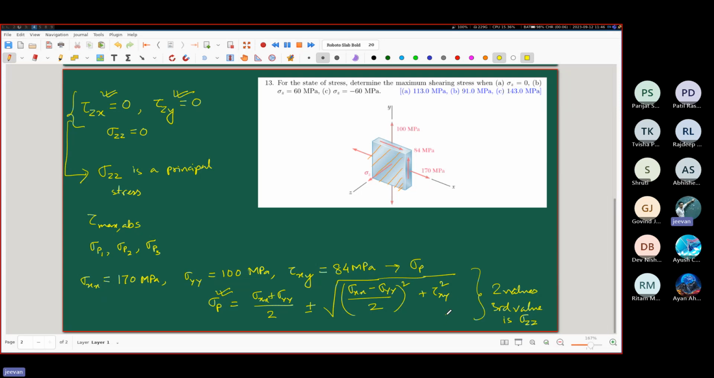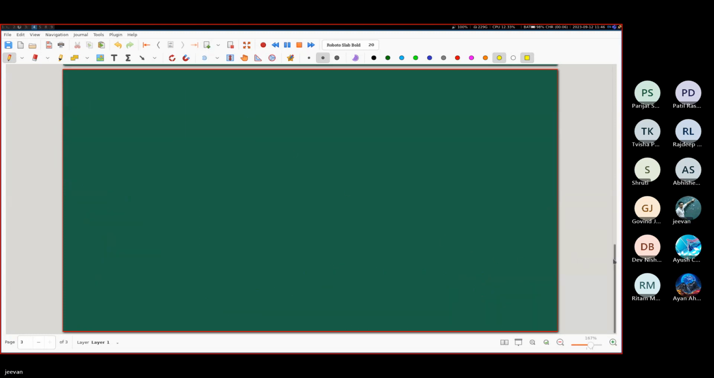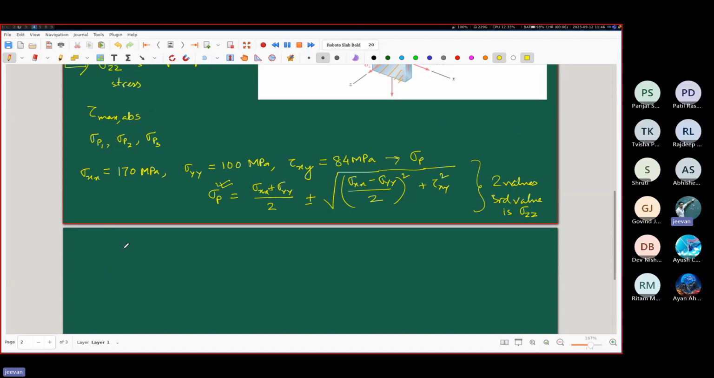Once we find those three values, we can arrange them in decreasing order as sigma p1, sigma p2, and sigma p3. With these in hand, we can find (sigma p1 − sigma p3)/2, and this is going to be equal to the absolute tau max.